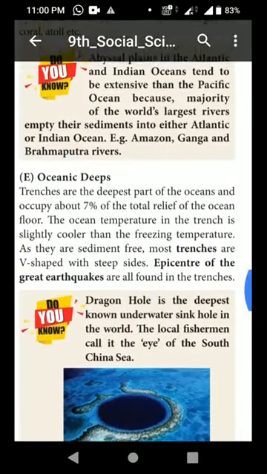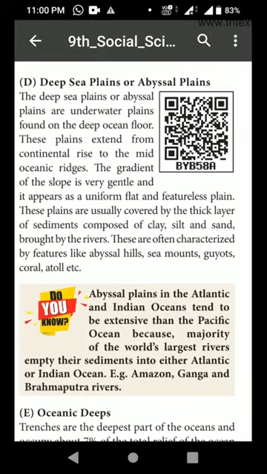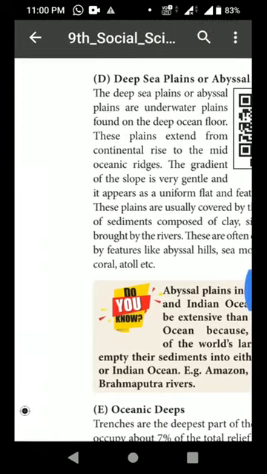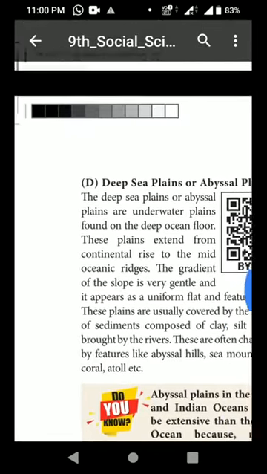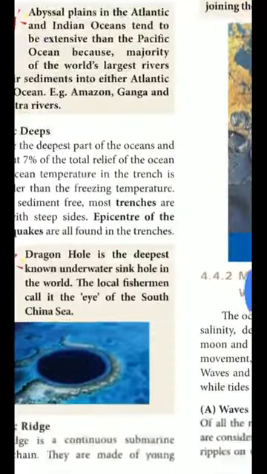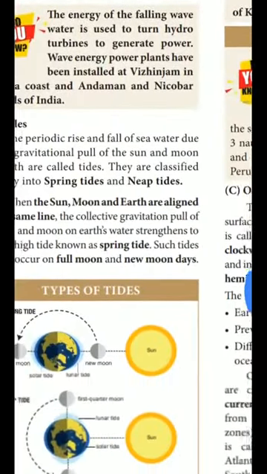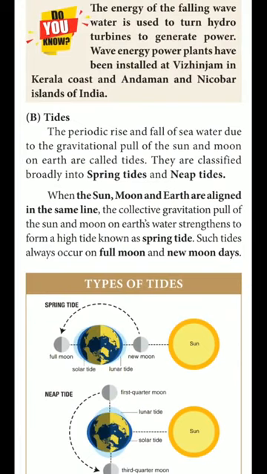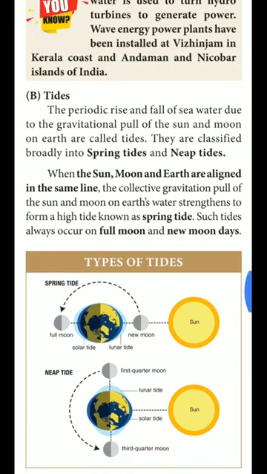Distinguish between spring tide and neap tide. What do you mean by this spring tide? When the sun, moon and earth are aligned in the same line, the collective gravitational pull of the sun and moon on earth's water forms a high tide known as spring tide. Such tides occur on full moon and new moon day.